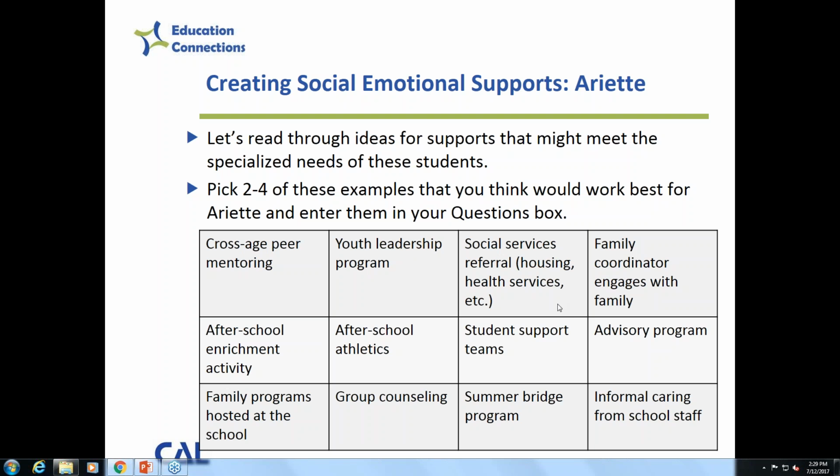I think that after-school enrichment activity and cross-age mentoring would be appropriate. It sounds like we had some interrupted formal education, and she could use some help in her learning, and perhaps a bridge program would help for her. A family program hosted at the school would bring in her family as well, group counseling, student support teams, after-school enrichment, cross-age peer mentoring, the summer bridge program, and after-school programs. And I think you're right. I think all of these would support her, would give her more individualized attention, and allow her to thrive and hopefully start to participate in our classes.